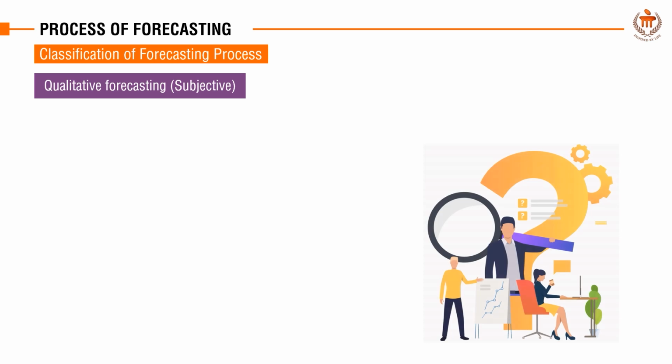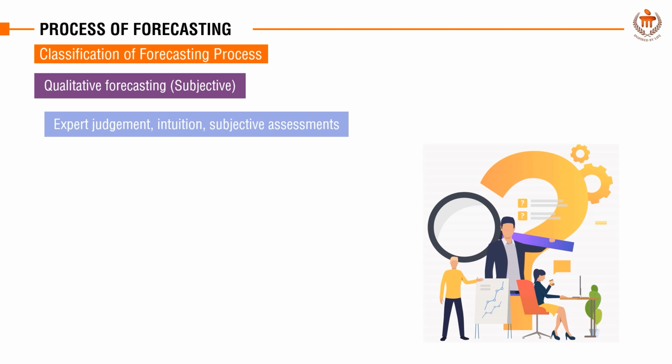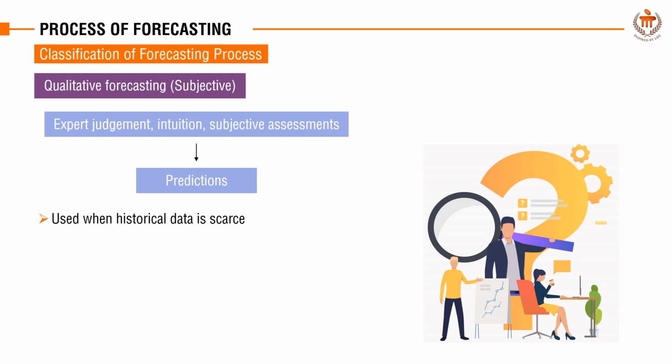Qualitative forecasting, subjective estimation, on the other hand, relies on expert judgment, intuition, and subjective assessments to make predictions, especially in situations where historical data is scarce or non-existent. This method is often used in new product launches, market research, or scenarios impacted by human behavior.